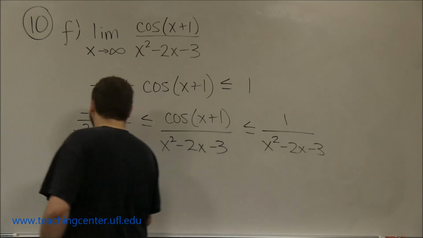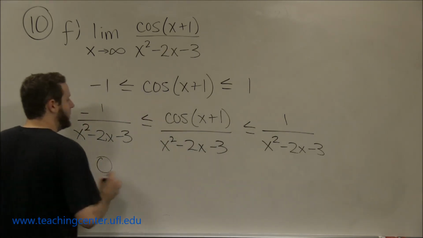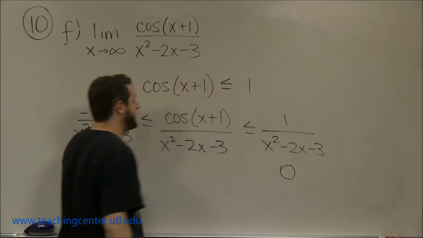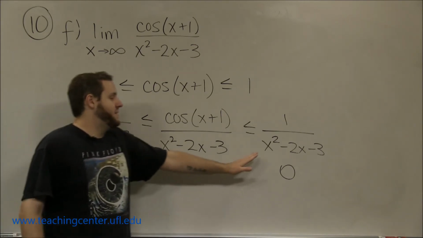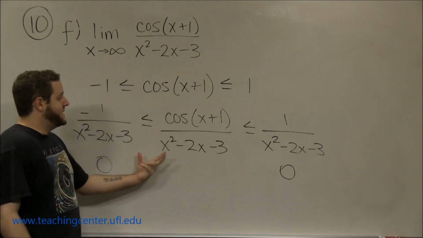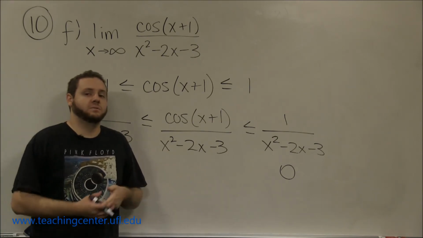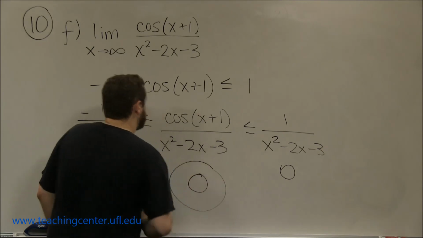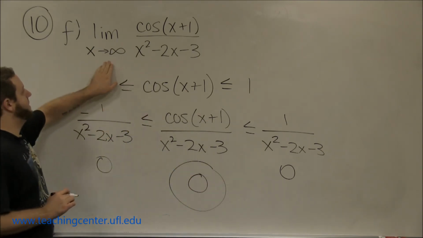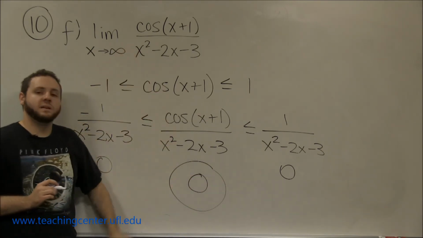So that tells us that the left side here is 0, the right side here is 0. If the limit at infinity here was 0, and the limit at infinity here was 0, then anything that's in between them as that limit goes to infinity must also be 0. So our limit here as x goes to infinity must be equal to 0.